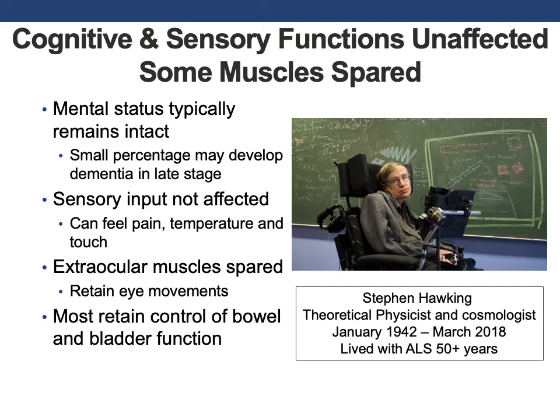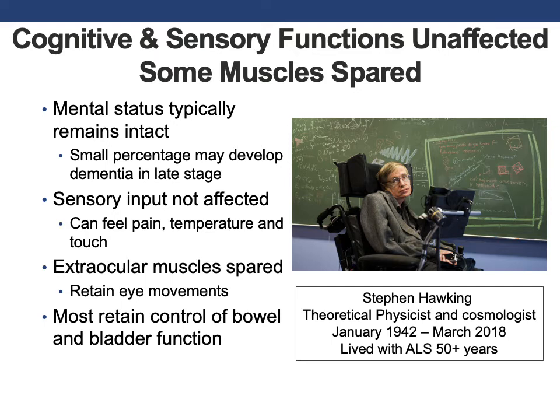An interesting aspect of this condition is that ALS spares extraocular muscles. With the advent of technology, many people are able to communicate in this advanced stage of the disease through eye movements. Another interesting fact is that most ALS patients retain control of their bowel and bladder function.